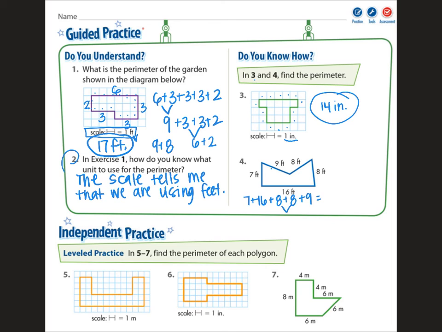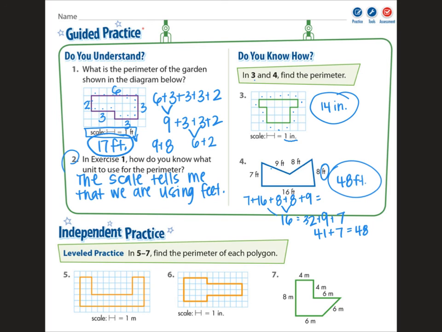I look right here and go 8 plus 8, I know that that's 16. And 16 plus 16 gives me 32. So then I'm going to add 32 plus 9 plus 7. So 32 plus 9 would give me 41. And 41 plus 7 gives me 48. So the perimeter of this object is 48 feet.